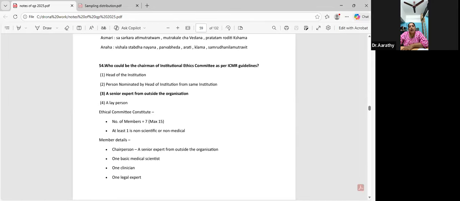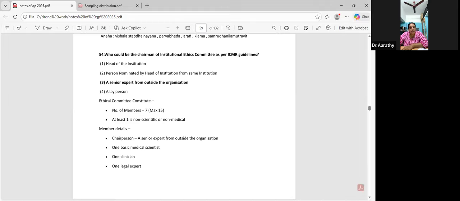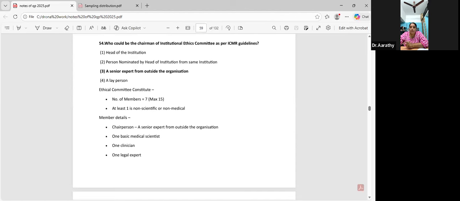Okay, so the other members who are mandatorily needed to make the quorum of the committee are at least one non-scientific or non-medical person or a literate layman. Then a basic medical scientist should be there. A clinician should be there to analyze. A basic medical scientist will be scrutinizing the statistical test methods, the methodology, all those things they will be taking care of. A clinician will be taking care of the clinical aspect of your study.